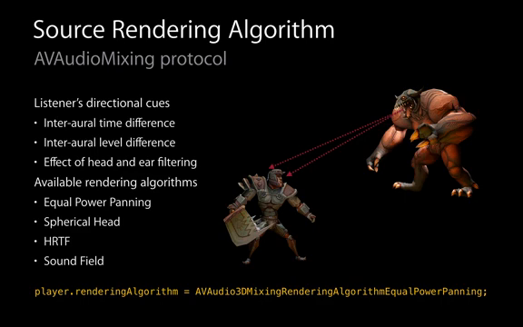So we have several rendering algorithms, and each one of them models these spatial cues differently. The thing is that we've exposed this as a source property. So you can pick a rendering algorithm per source, and some algorithms may sound better depending on the type of content your source is playing. And also, they differ in terms of CPU cost. So you may want to pick a more expensive algorithm for an important source, and a cheaper algorithm for a regular source.